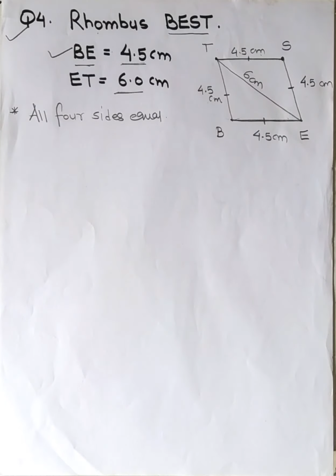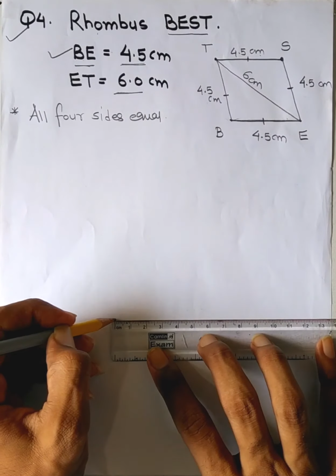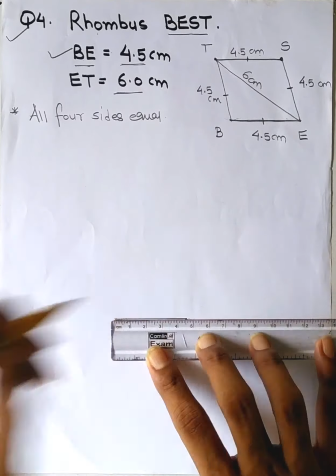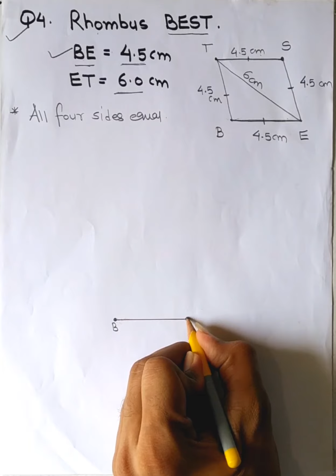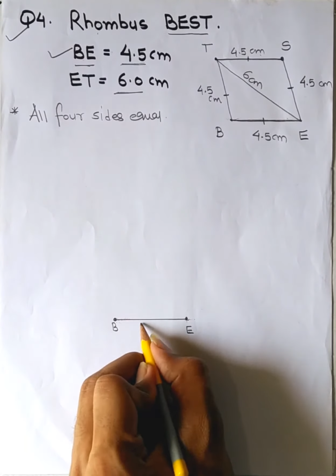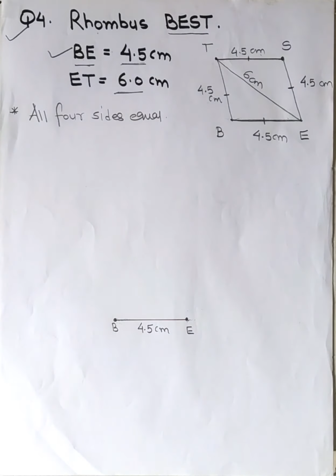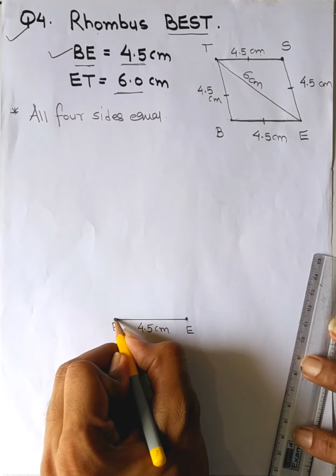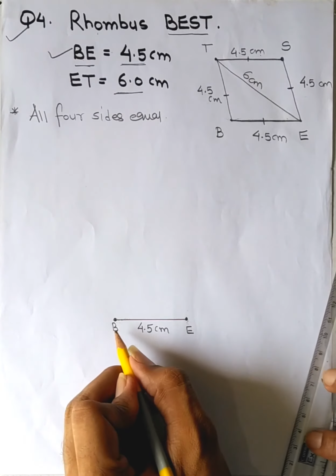So our first step will be to draw side BE, and very carefully from 0 I am taking a 4.5 centimeter line segment, naming the end points as B and E, 4.5 centimeter. Clear? In case you feel that I am going very fast, which I am not in reality, you can pause step by step and try to draw properly. So we have drawn BE.